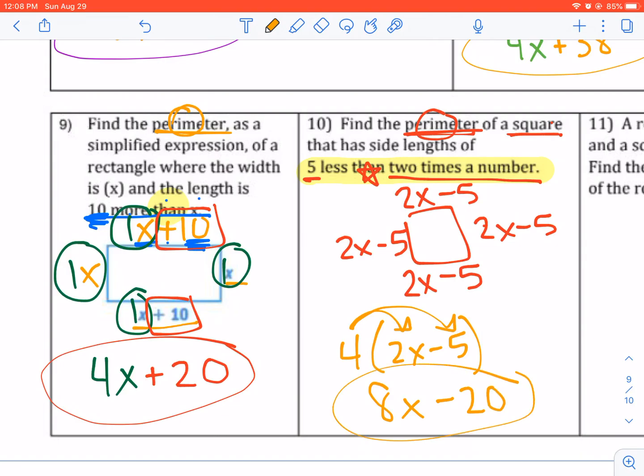Final answer. If you would like to check yourself, you can go back through and combine your like terms. 2x's, 2x's, 2x's, and 2x's make 8x's. And then negative 5, a negative 5, another negative 5, and yet another negative 5 will give you that negative 20.